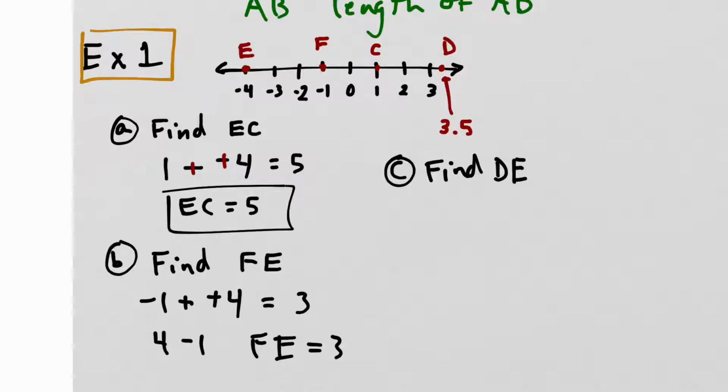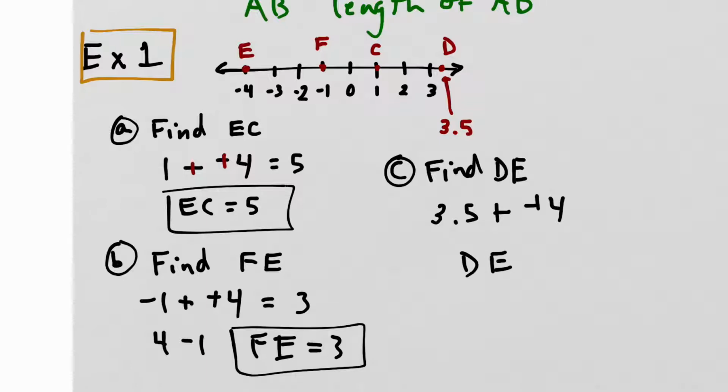equals 3. And then DE, well, I'll just do D, which is at 3.5, minus E, -4 again. Subtracting a negative is the same thing as adding. So I get 7.5. DE equals 7.5. Hopefully that's not too difficult.